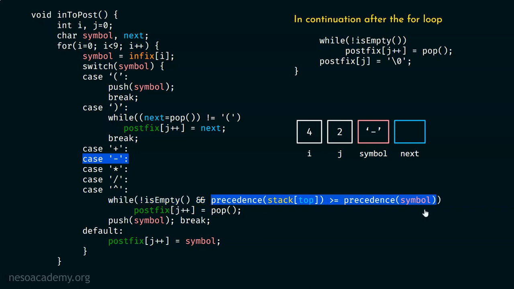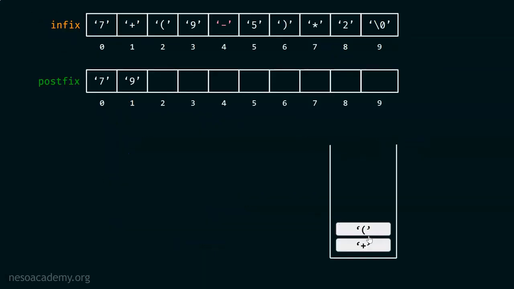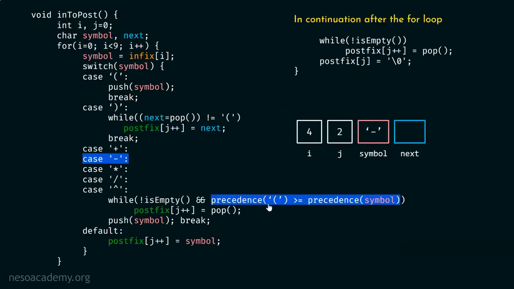Now we'll check this part of this line of code. Precedence of stack top greater than or equal to precedence of symbol. We'll check the precedence of the topmost element of the stack and the precedence of the current symbol, right? What is the topmost element of the stack? You can see this over here. This is the topmost element of the stack, right? That is the left parenthesis. We will check the precedence of this left parenthesis. After this, we will check the precedence of the current symbol. We know this is minus, right?